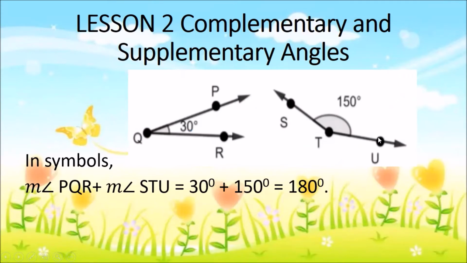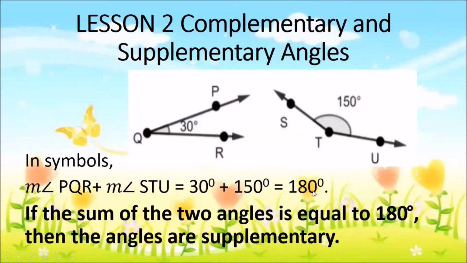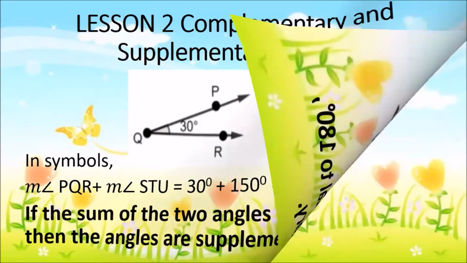Then another one, in symbols, the measure of angle PQR, which is 30 degrees, plus the measure of angle STU with a measure of 150 degrees, and the sum of the two is equal to 180 degrees. Therefore, if the sum of the two angles is equal to 180 degrees, then the angles are supplementary. I hope you see the difference between complementary angles and supplementary angles. For complementary, the sum is 90 degrees, and for supplementary angles, the sum of the two angles is 180 degrees.